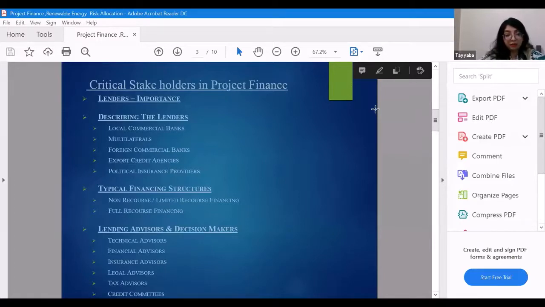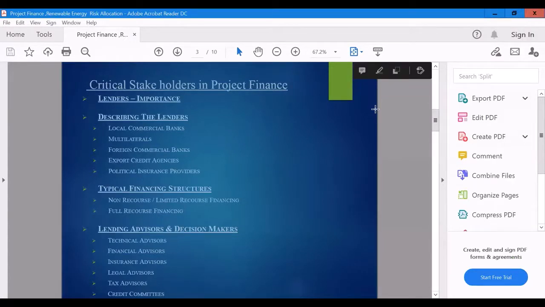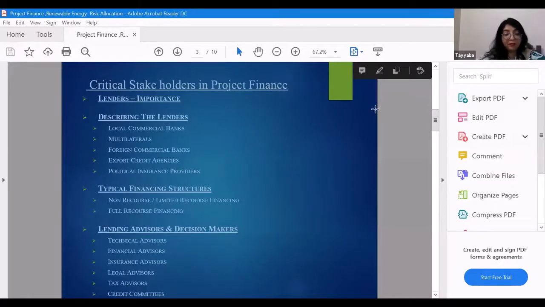The next point on the slide is lending advisors and decision makers. Remember, we are discussing stakeholders in project financing. Within stakeholders, we've discussed the structure and the type of lenders. Now we are talking about lending advisors and decision makers. As I said, lenders are dishing out a major chunk of the project cost. And at the same time, it's project financing, so you are trying to build something from scratch. Some of the projects are completely new.